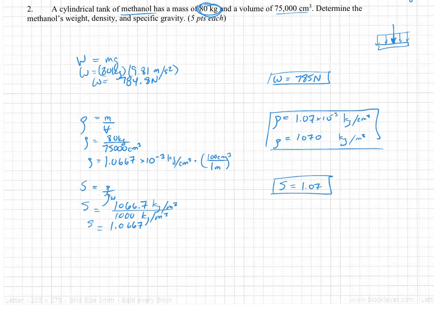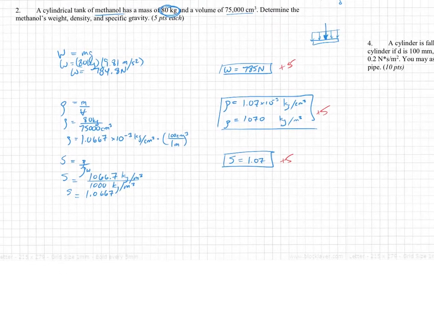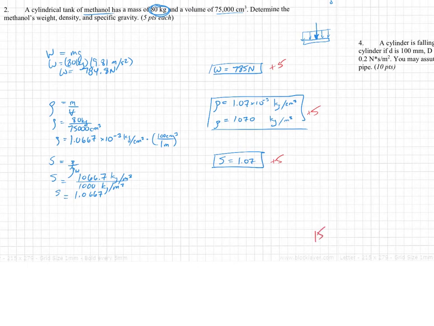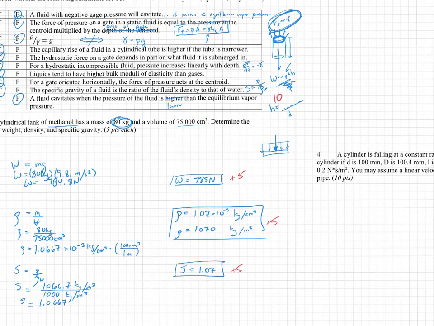Okay, so basically this one's going to be worth 5. This one's going to be worth 5, and this one's going to be worth 5. And I don't see that there's a lot of room for partial on that one, really. I guess unless you screw up one of these and it chain reacts. But I think that's probably where we'll be. Okay, this one was worth 10 up here.